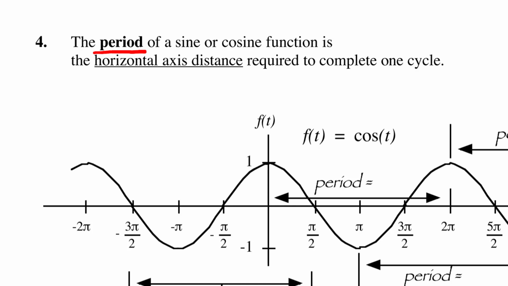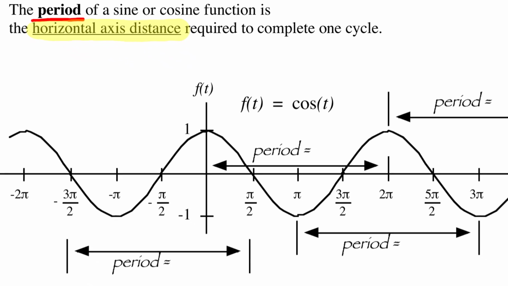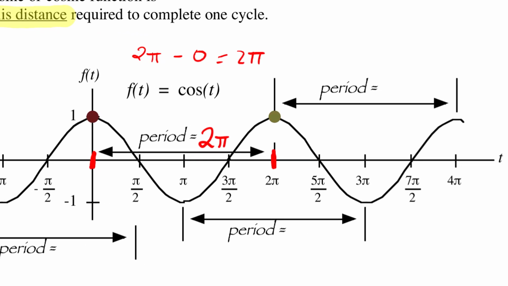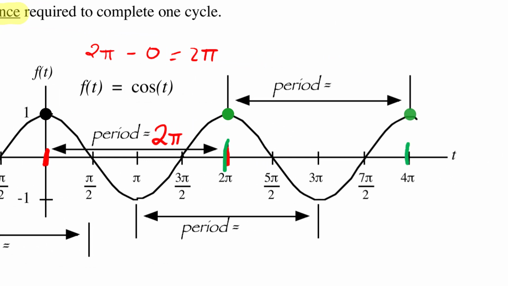Let's talk about the period of the function. This is an important feature that is true for both sine and cosine. And it's a horizontal axis distance, meaning along the horizontal axis, whatever is one complete cycle. So if we go from a maximum to a maximum, from 0 to 2 pi, that distance is the period. So 2 pi is the period. Here's a different pair of maximum to maximum, but again, the period will be the same. This time it's 4 pi minus 2 pi, but again, the period is still 2 pi.